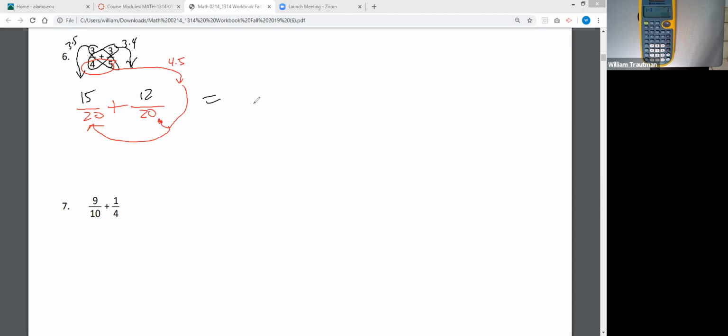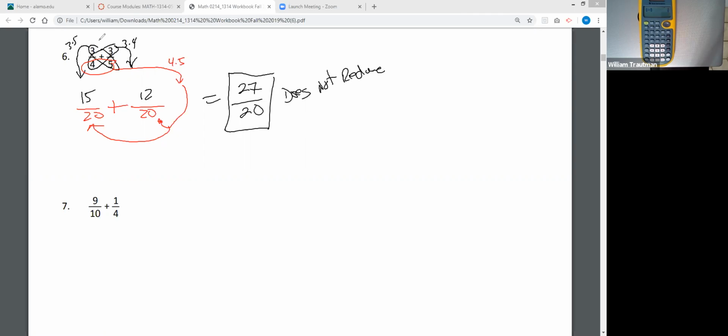So then we add the tops. 15 and 12 is 27. We don't touch the bottom. And we are done. This does not reduce. And you can plug 27 over 20 in your calculator. Don't change it to a mixed number. By the way, you can change it to a mixed number.